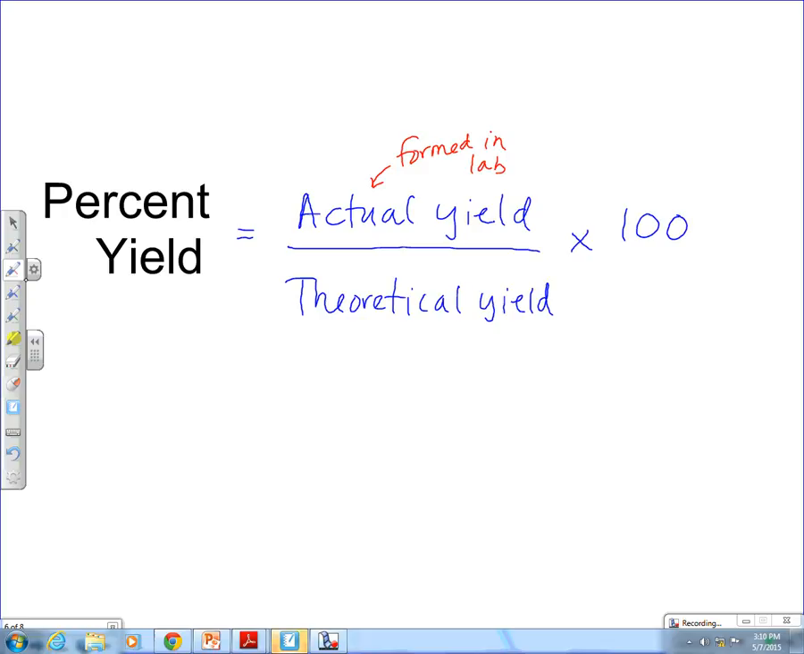Now, theoretical yield is very different. This is the amount that you're expecting based upon stoichiometry. I'm just going to put stoich for short. And the theoretical yield is usually higher than the actual yield. Now, we would love for our actual yield to be close to the theoretical yield. Sometimes it is, sometimes it's much lower. It really depends on the reaction.